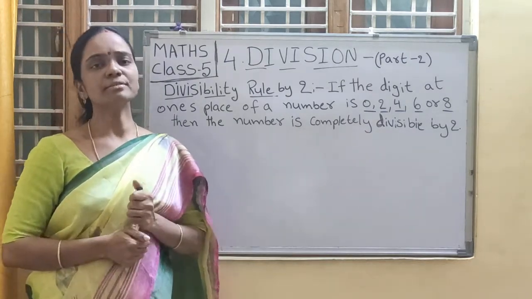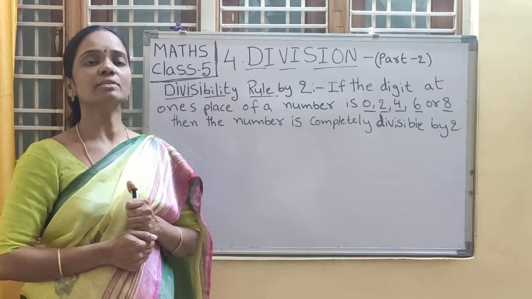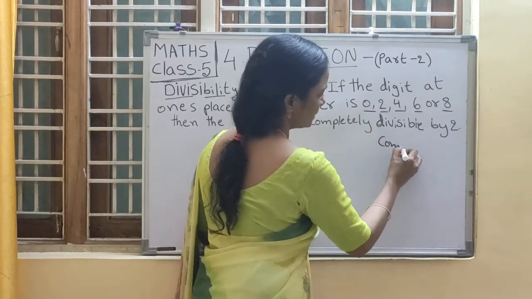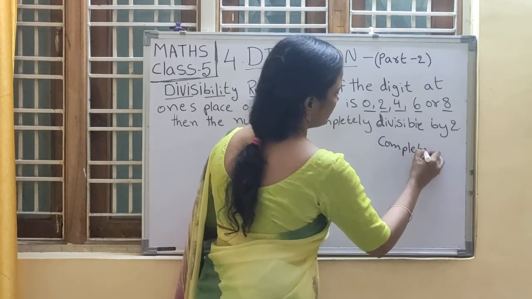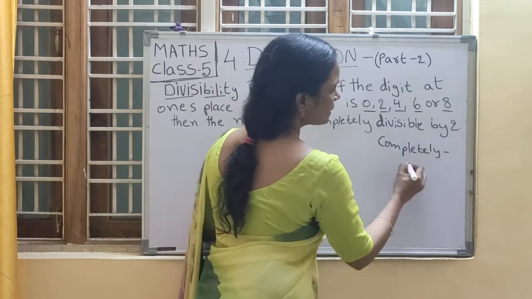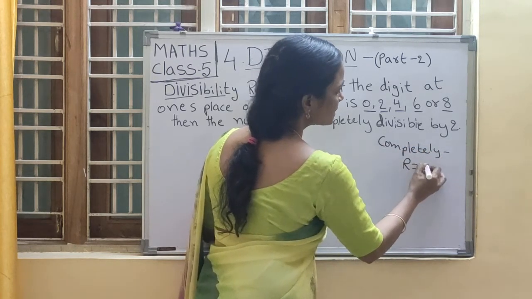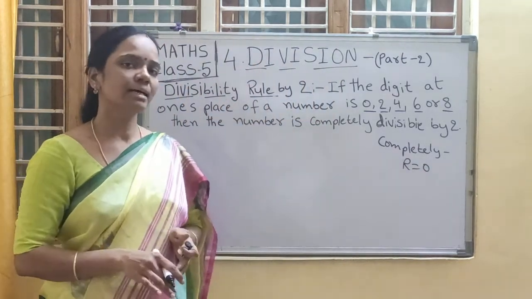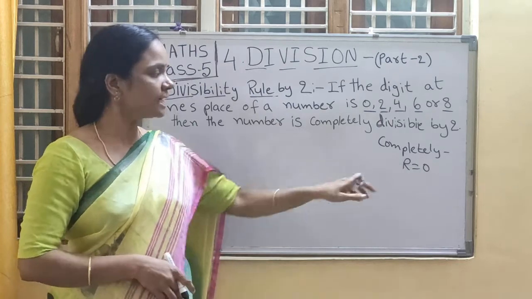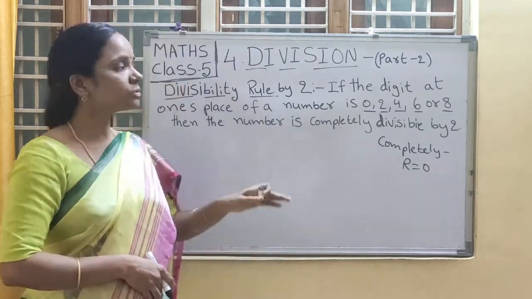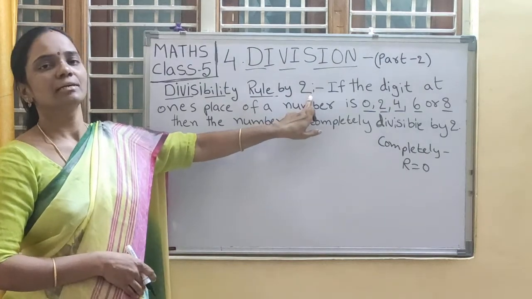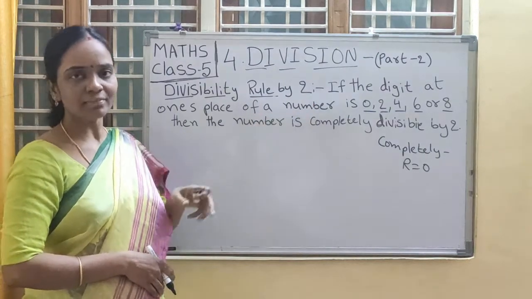What is the meaning of completely divisible? Completely divisible means the remainder is 0. If a number is completely divisible by the divisor, then we can say that the remainder is 0. So this is the rule for 2 only. Here I am not doing any actual division.